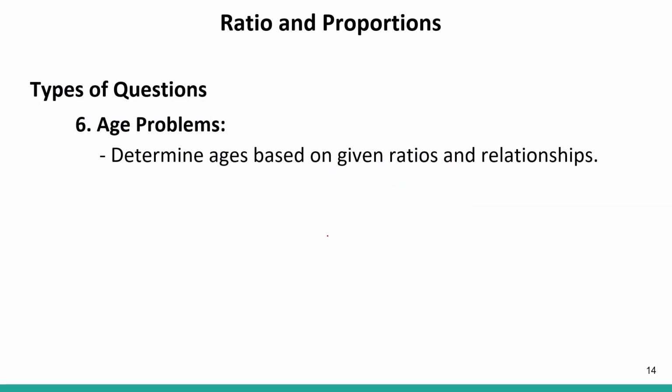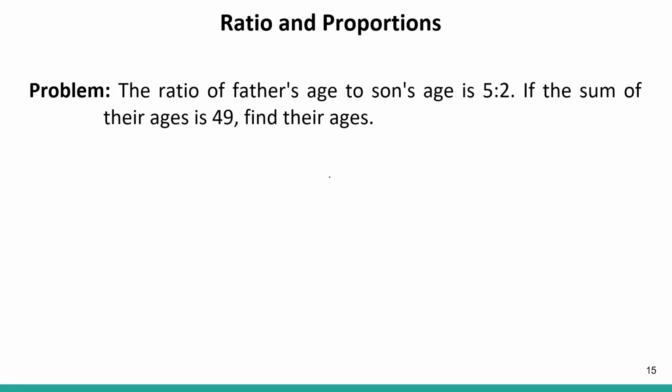So the next question is on age problem. In age problem, what we do is we determine ages based on given ratios and relationships. The ratio of father's age to son's age is 5:2. If the sum of their ages is 49, find their ages. So the ratio of father and son age is 5:2. Let's say father's age is 5x and son's age is 2x.